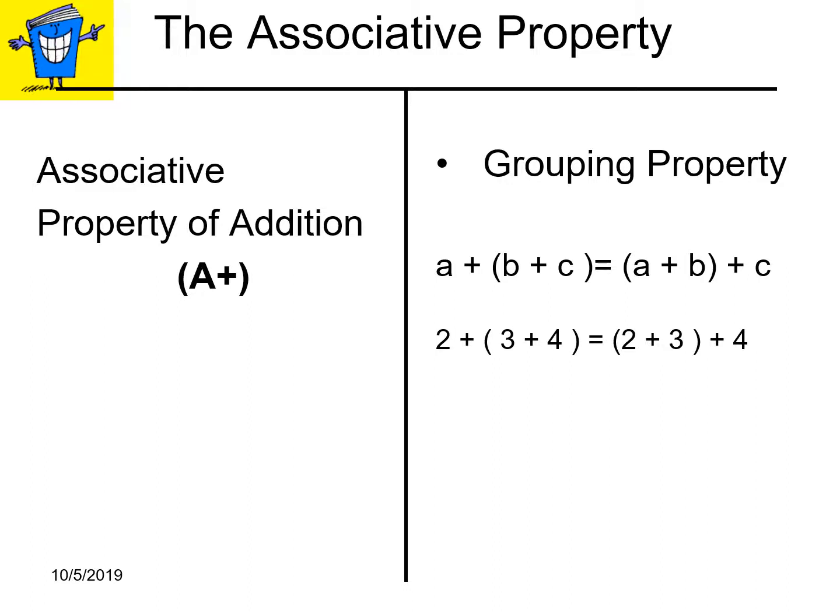And notice there are only addition signs in this example. That is how the associative property works. It all has to be the same sign, and that would be addition. There is no associative property of subtraction because remember, order matters in subtraction. So we cannot group different numbers with subtraction and get the same answer.